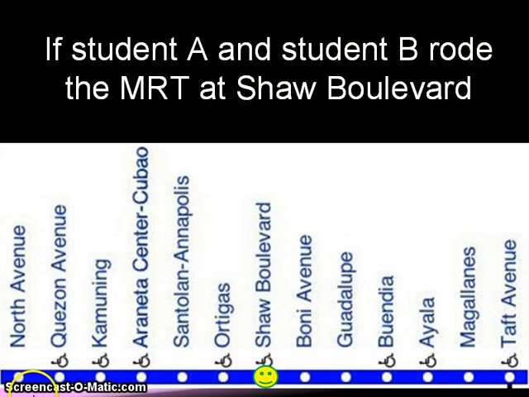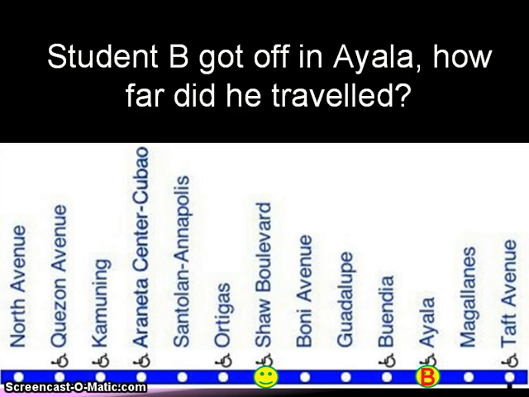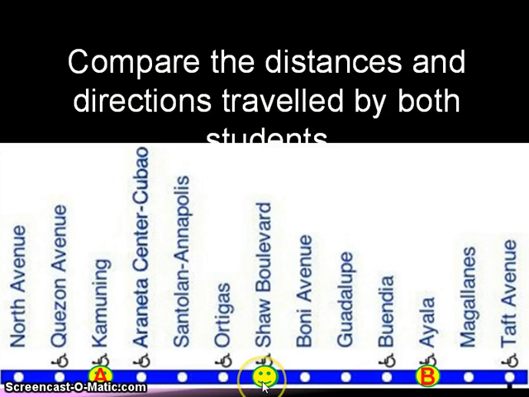And let's say we have two students riding the MRT and they would start at Shaw Boulevard. If student A got off in Kamuning, so from Shaw to Kamuning, how far did he travel? And if student B, also from Shaw Boulevard, got off at Ayala Avenue, how far did he travel? Now, compare the distances and directions traveled by both students.